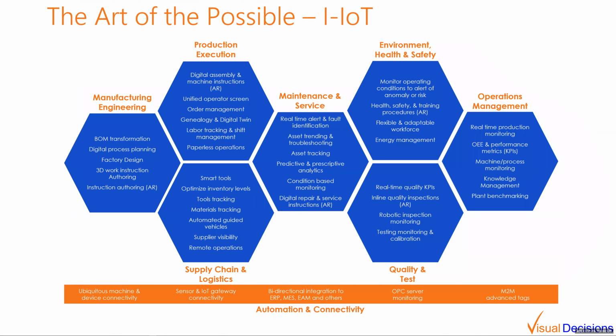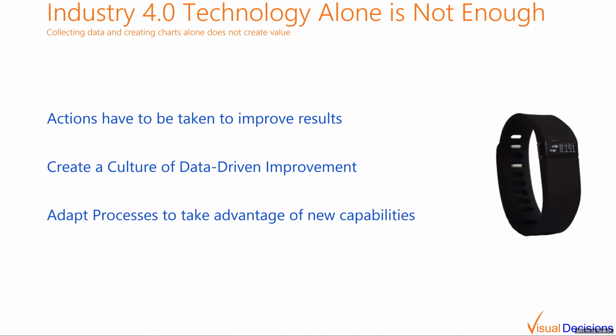With that top one, just as a quick example, there are so many different things that you can do with the Internet of Things and the industrial Internet of Things. These are just examples from one partner of mine, PTC, that they lay out as possible things you can do with the Internet of Things on the shop floor. But I will caution you that Industry 4.0 technology alone is not enough.